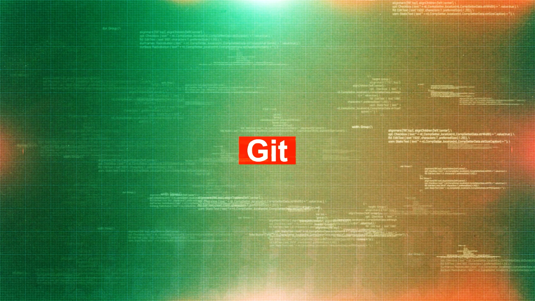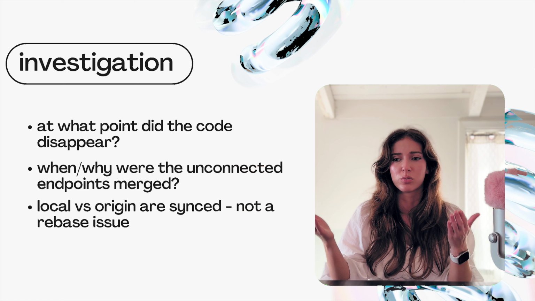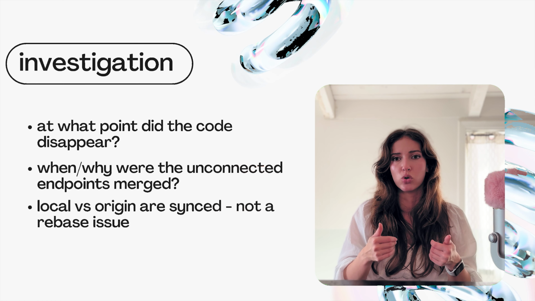I turn to the only tools I have at this point and start digging through my Git history. At what point did things go missing? Why was this merged? I know that the local and remote are fully synced, so it's not as if I haven't pulled down any new changes. If you've ever gone through months of Git history, then you know this is actually quite a tedious task.